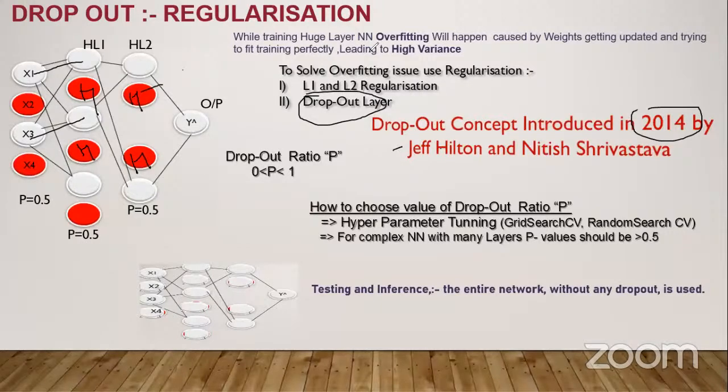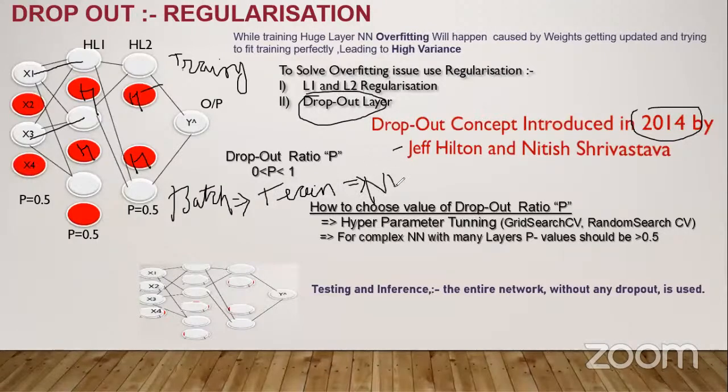Now you understand what dropout is and how it works. I am creating the neural network, but during training iterations I am not considering everything at a time. You can think of it in a batch-wise manner. I am taking different batches, and using different combinations of neurons, I train my neural network. That is the simple concept behind dropout.